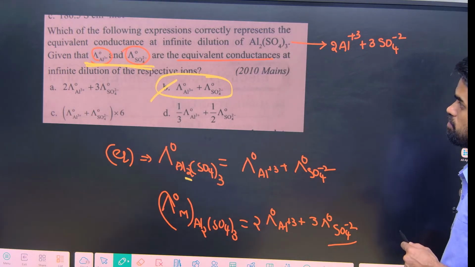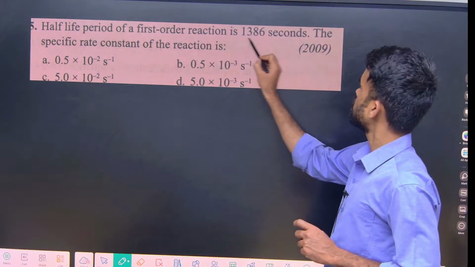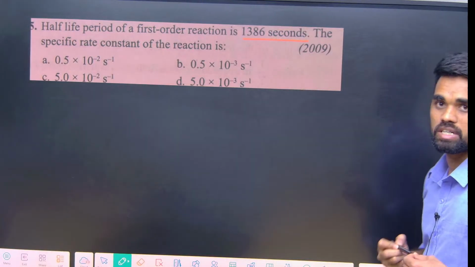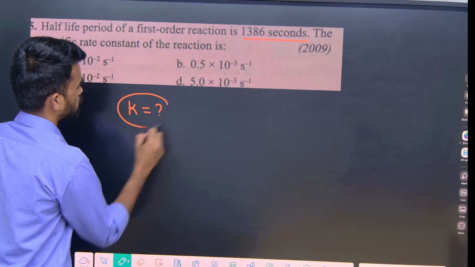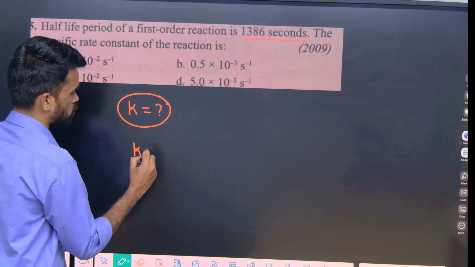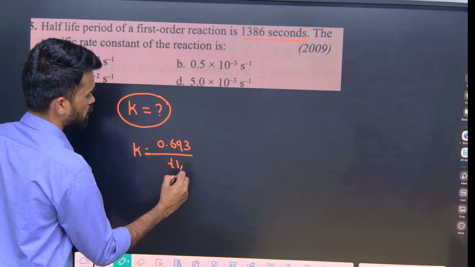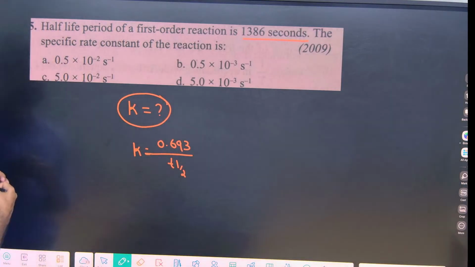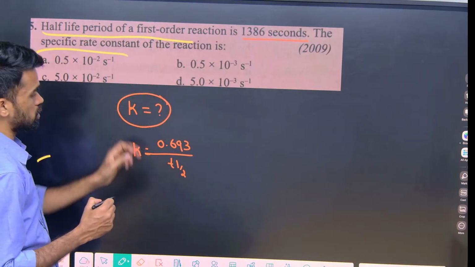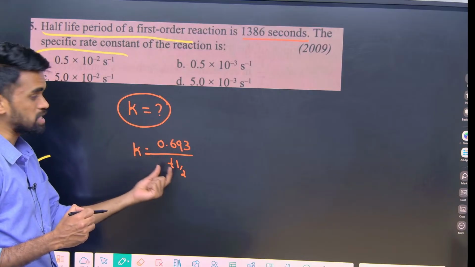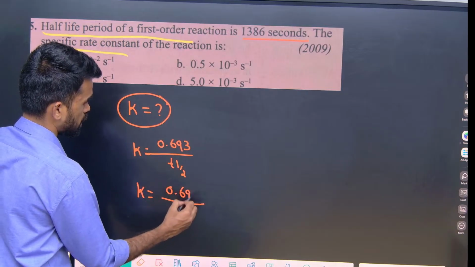Next, look at the question. Half-life of a first order reaction is this many seconds. The specific rate constant of the reaction is, so specific rate constant means K. So what is its K? We have an equation like K equals 0.693 by t half. This is the t half formula. So from the t half of a first order reaction, we can calculate this K, the specific rate constant.